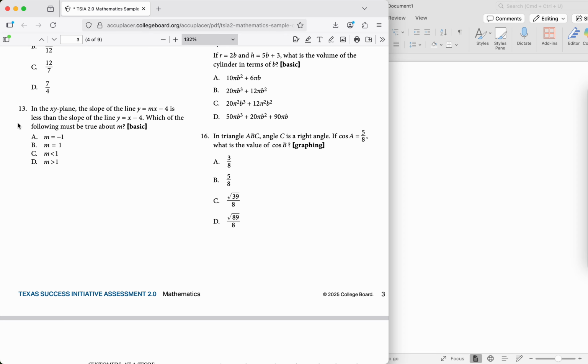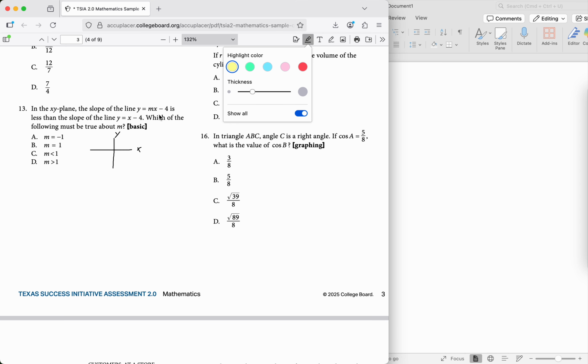Take a look at number 13. Number 13 says in the xy plane, and the xy plane is just some graph, right? Where this is x and this is y. So in this graph on this plane, the slope of a line, and here's one line, right? So this line is called y equals mx minus 4.